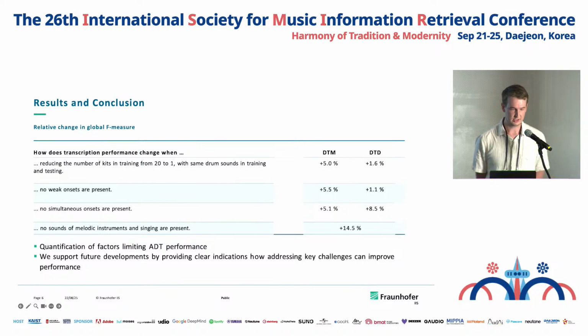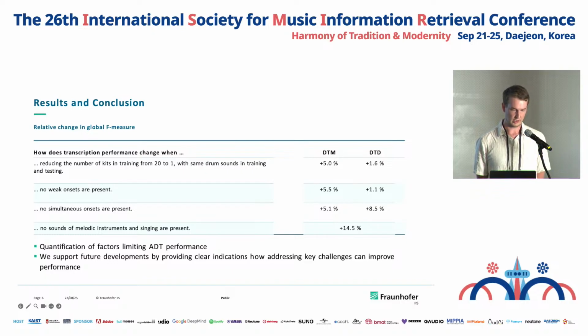In the first line we can see that when we reduce the number of drum kits in training from 20 to 1 and test with the same drum sounds in testing, then we can see an increase of performance of 5% for DTM, so for drum transcription in the presence of melodic instruments, and a lower performance increase of 1.6% for DTD, which is drum transcription of drum-only recordings. We can see a similar improvement when there are no weak onsets present, by 5.5% for DTM and 1.1% for DTD.